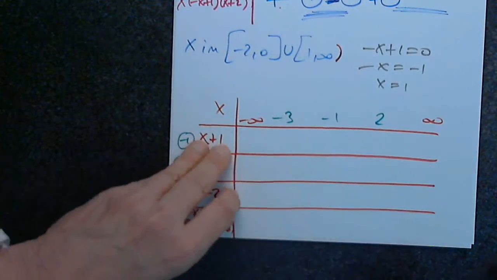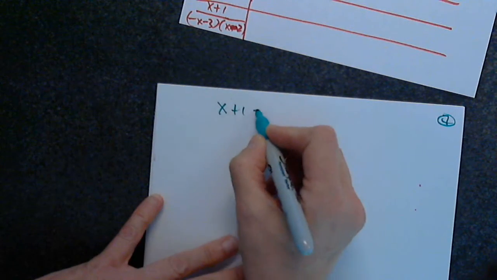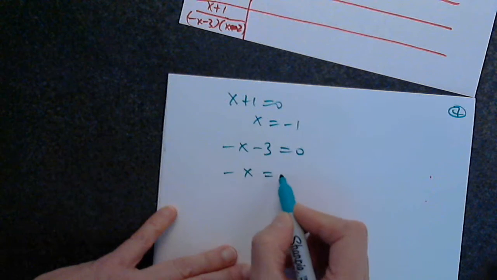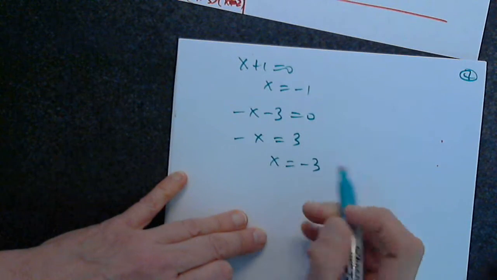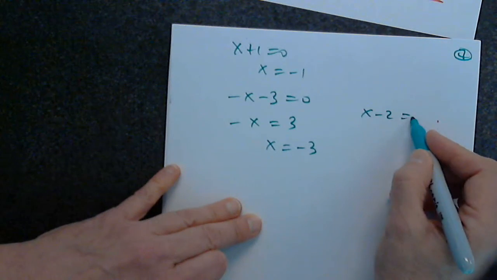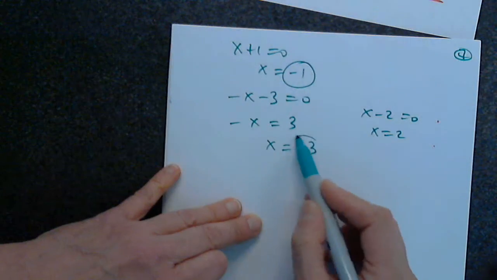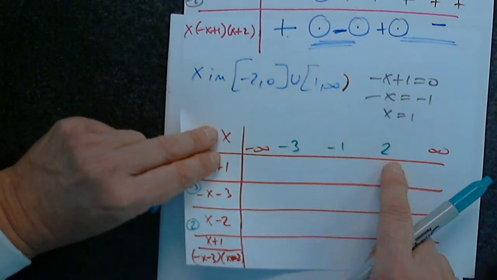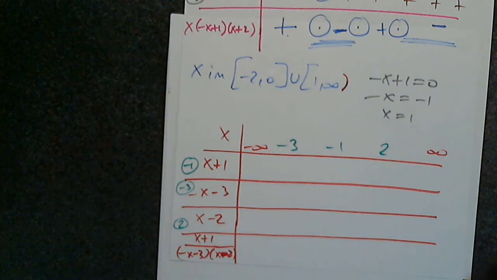So x plus 1, let's write it. x plus 1 equals 0 means x equals -1. Negative x minus 3 equals 0 means negative x equals 3, or x equals -3. Is that okay? And for the last one, x minus 2 equals 0 means x equals 2. So we have -1, -3, and 2. So that's why we wrote -3, -1, and 2. I cannot pick them randomly. It's a very good question. I have to find the x-intercepts for all of them, where they are 0.